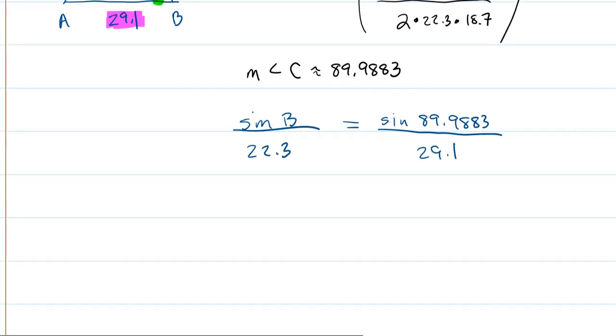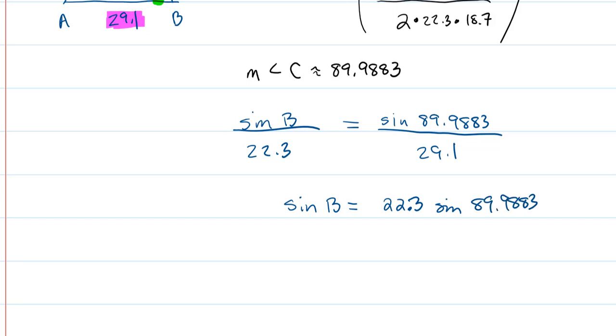Now, if you're finding angle B, all right, cross multiply. Since B is what we're trying to find, and sine of B is what's in the numerator, you're just going to multiply 22.3 by sine of 89.9883. Now, when we use that value in our calculator, we're not going to actually use that approximation. We'll use the actual value the calculator has. So more on that in a little bit.